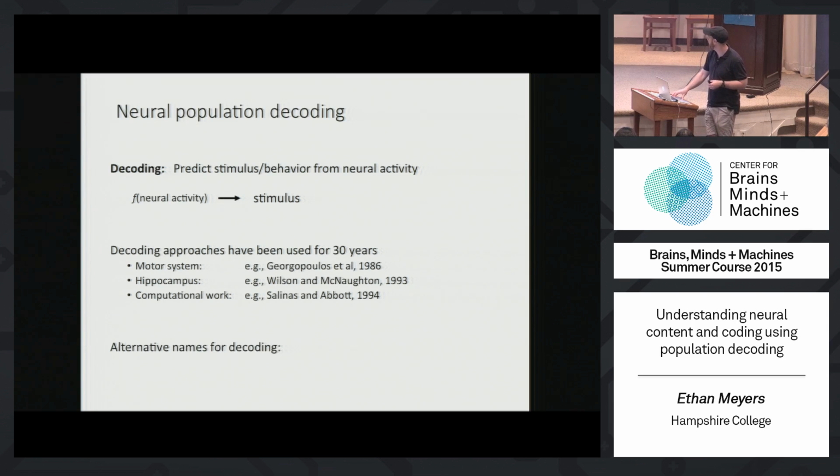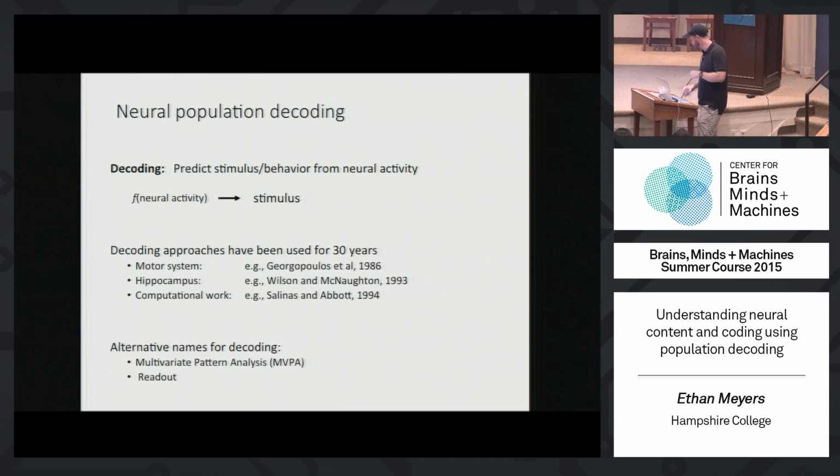A few other names for decoding are MVPA, multivariate pattern analysis. This is the terminology that people in the fMRI community use and what Rebecca was using. It's also called readout. So if you've heard those terms, they refer to the same thing.